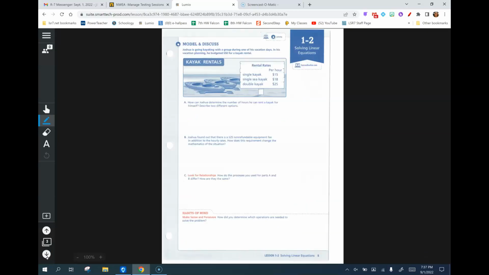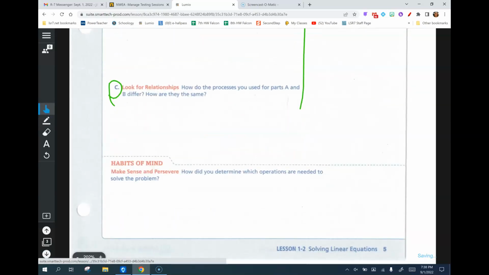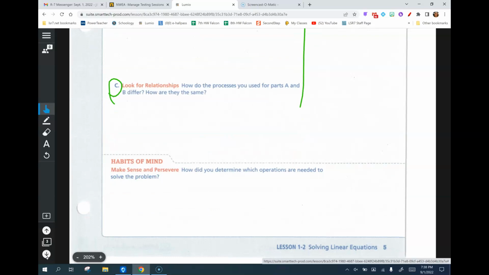Now, this is the page in your book, and you would have been doing the work on here. So you have already answered this question and this question and this question. So let's look at this one. How did you determine which operations are needed to solve the problem? Okay, so how did you figure it out?